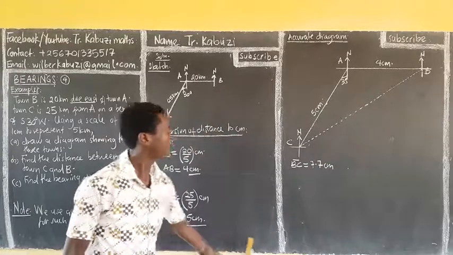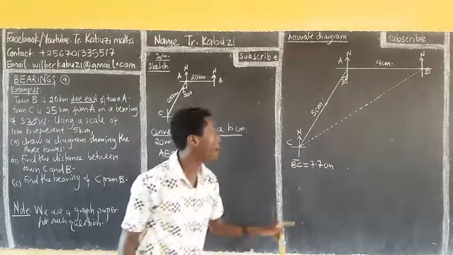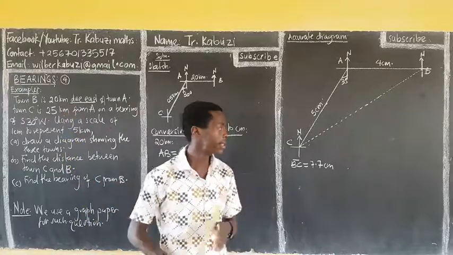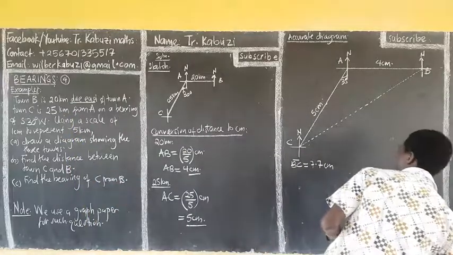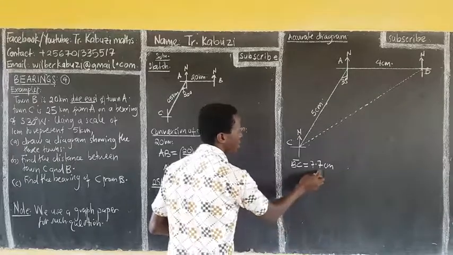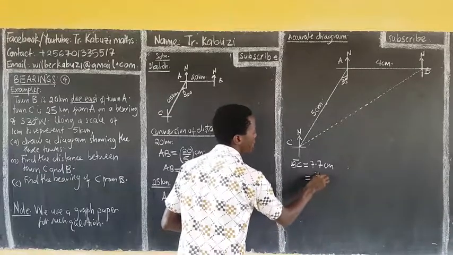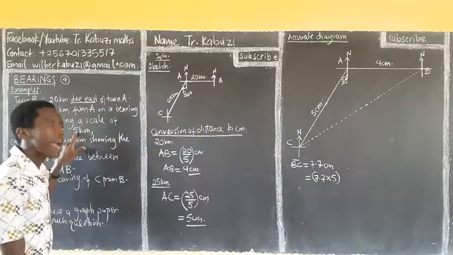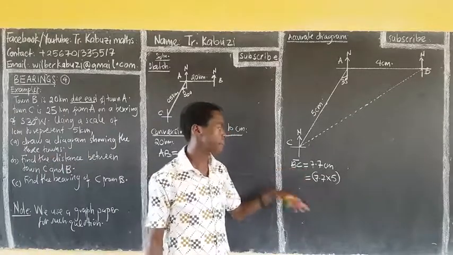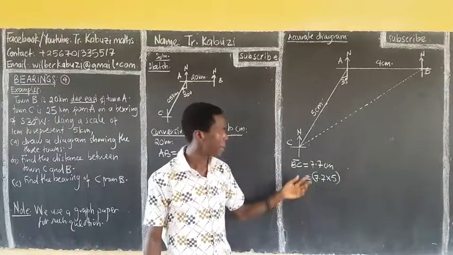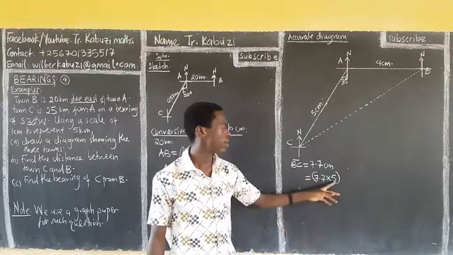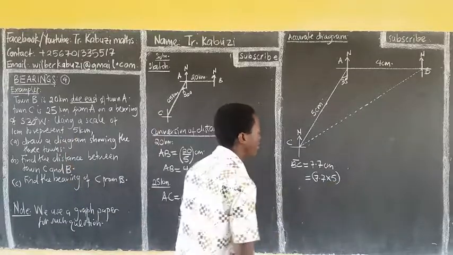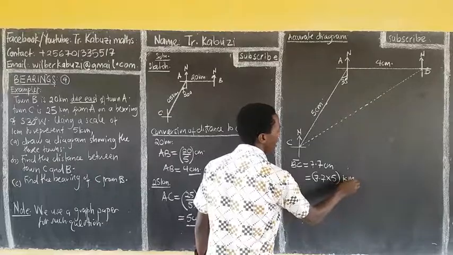But now, after getting this in centimeters, you convert it back to kilometers. Why? Because your original question was in kilometers. How do you convert to kilometers? We take this times the scale. So I take this 7.7, then times 5. Going from small to big, we multiply by 5 kilometers because it was our scale. So after multiplying, this will now be in kilometers.